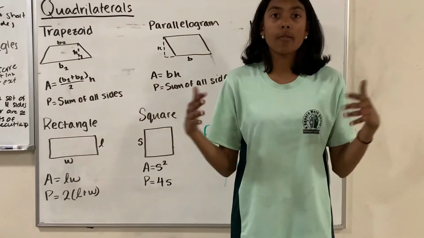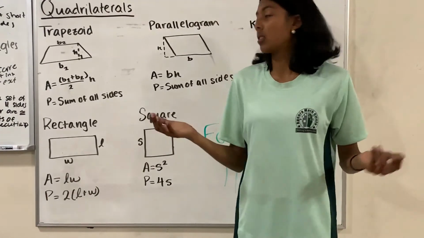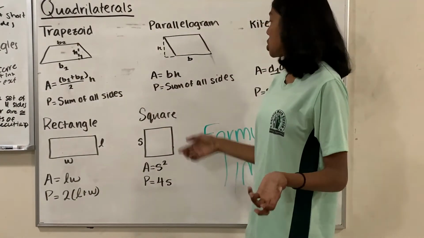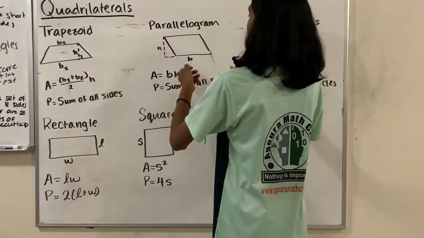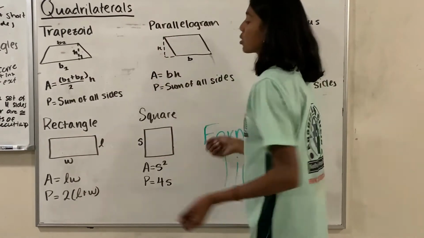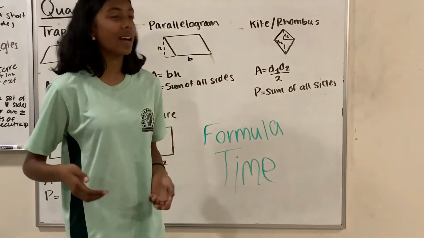So to find the area of a parallelogram, you're going to multiply base times height. To find the perimeter, just do the sum of all sides. Or you can add up these sides, and you can add up this side and multiply by 2, just like a rectangle. So now, let's move on to a kite or rhombus.